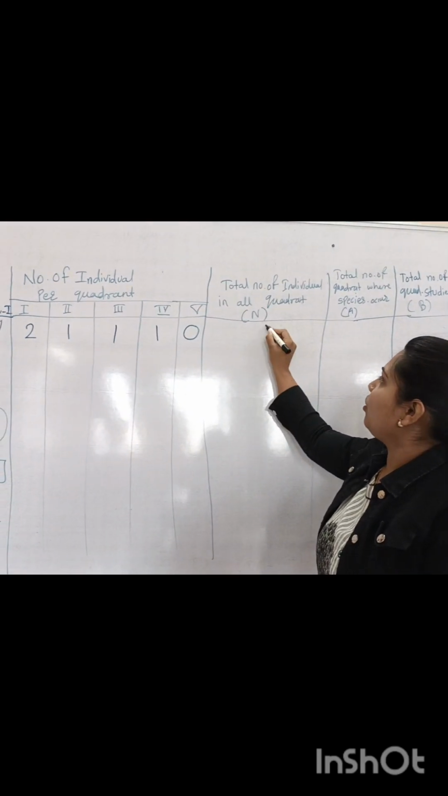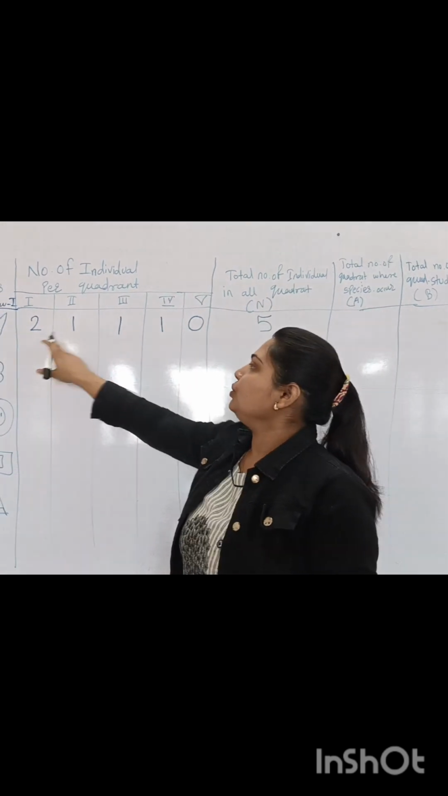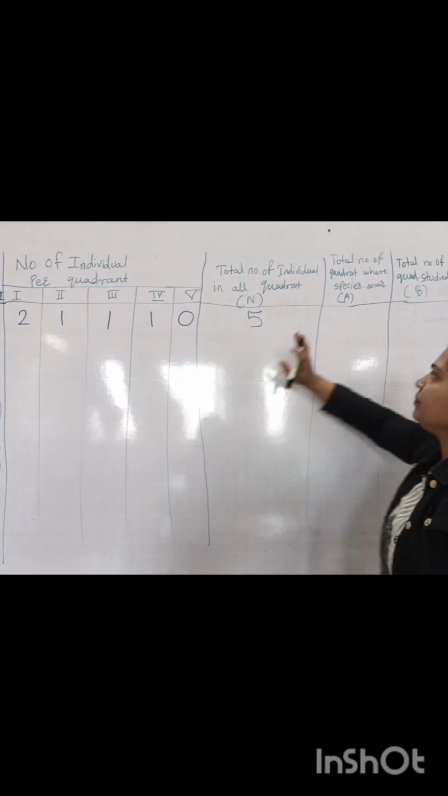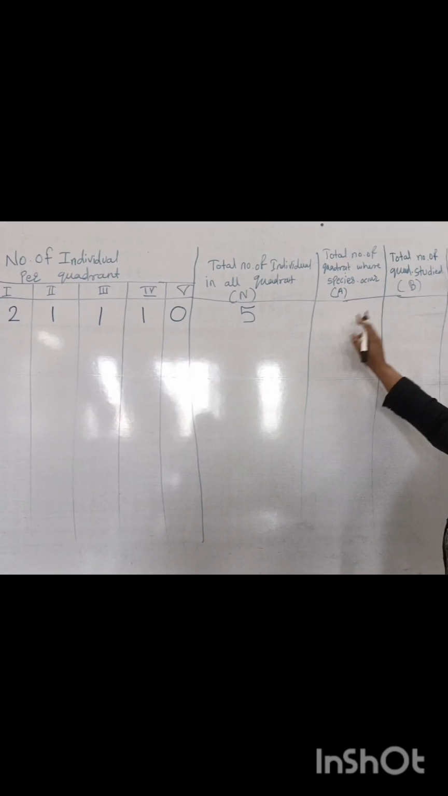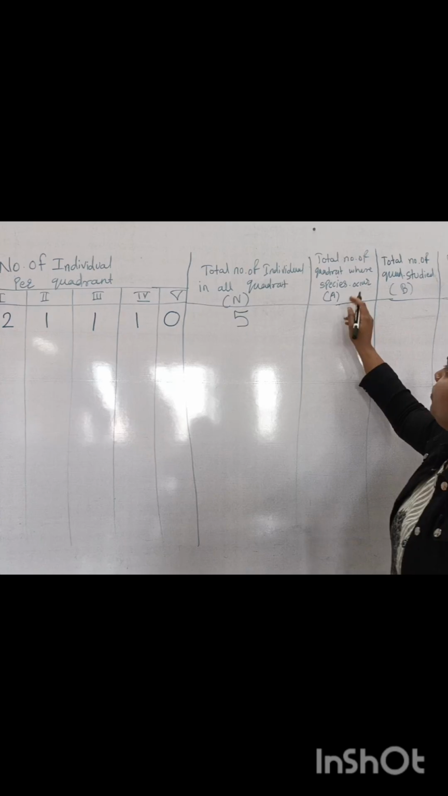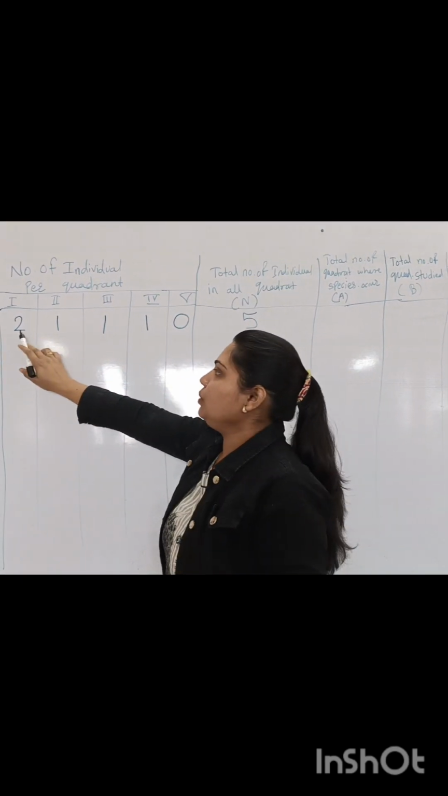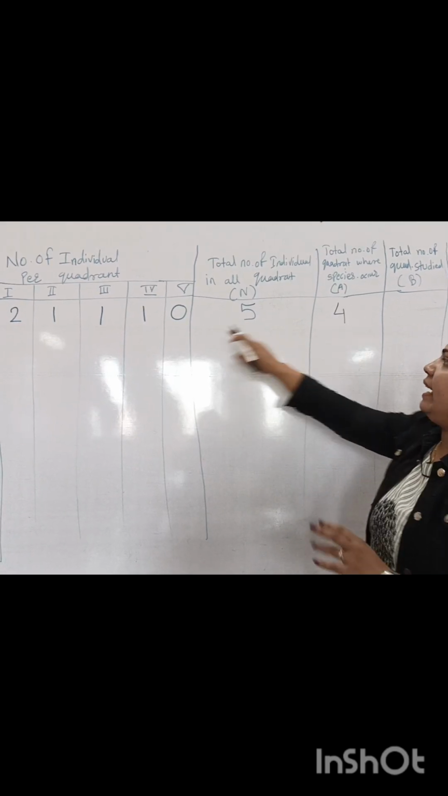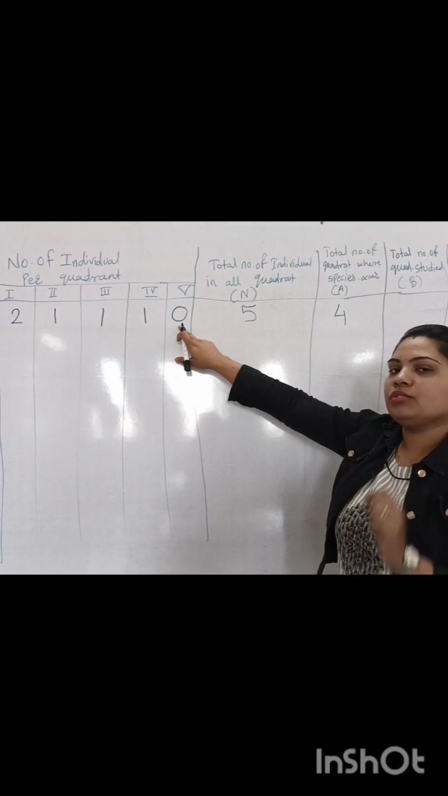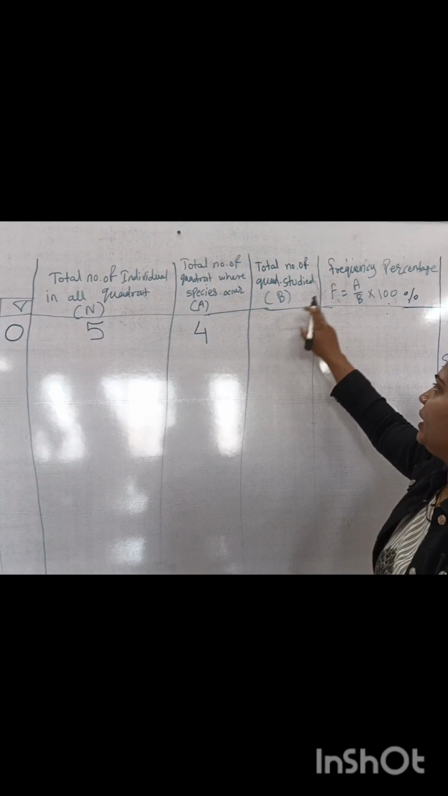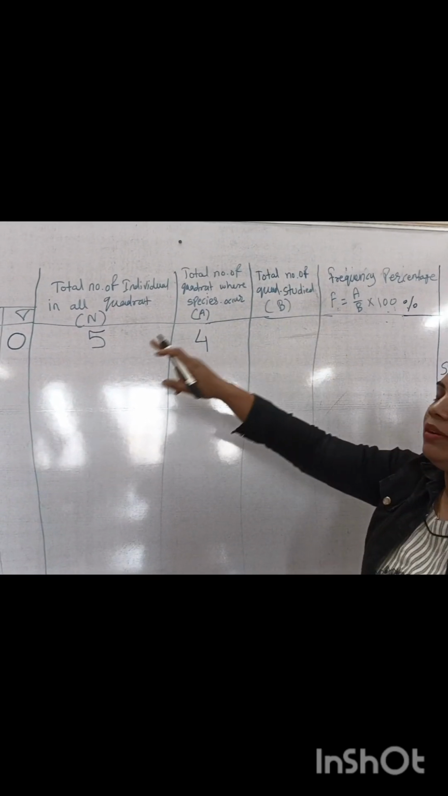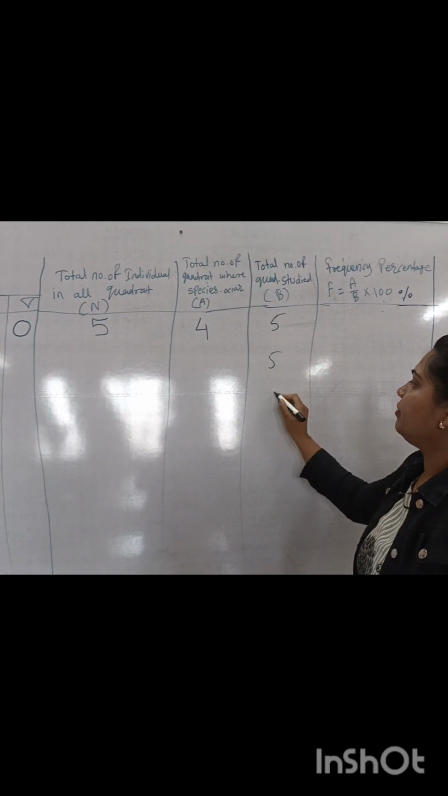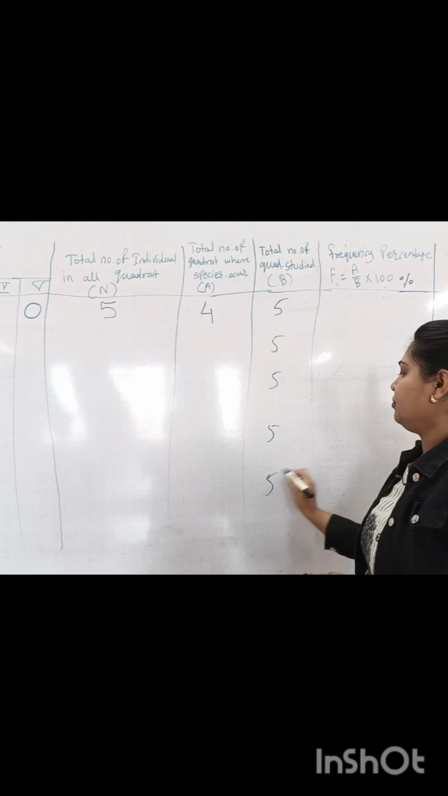Now summation of all quadrants is 5. We don't calculate the fifth one. Total number of quadrants where species occur, that is your A. Where species occur means 1, 2, 3 and 4. 4 quadrants have species. And why are we not counting 5? Because there is no species. Now total number of quadrants studied, that is B. So we have to study 1, 2, 3, 4 and 5 in every row. So we have to write 5, 5, 5, 5.